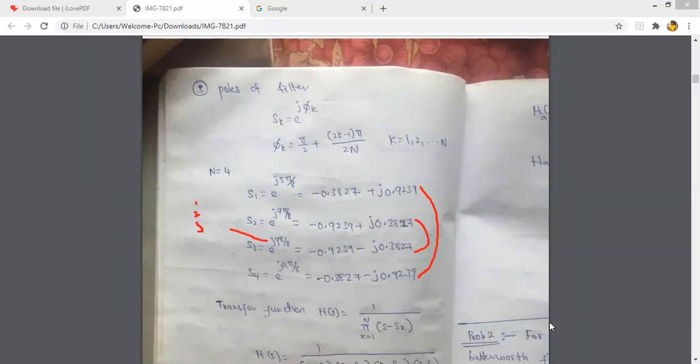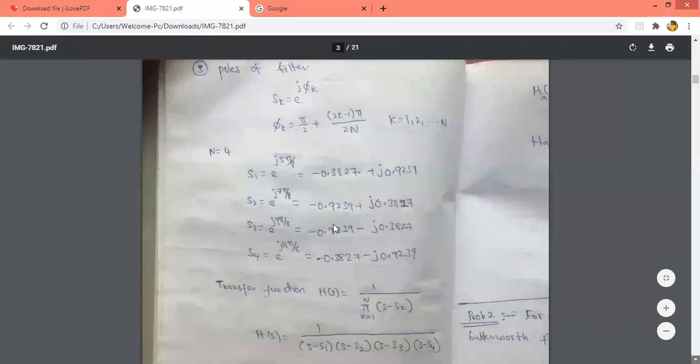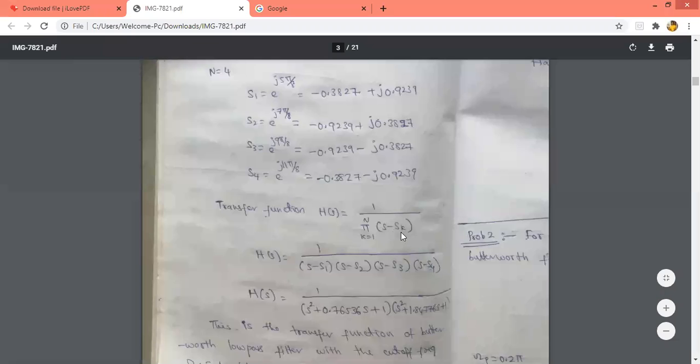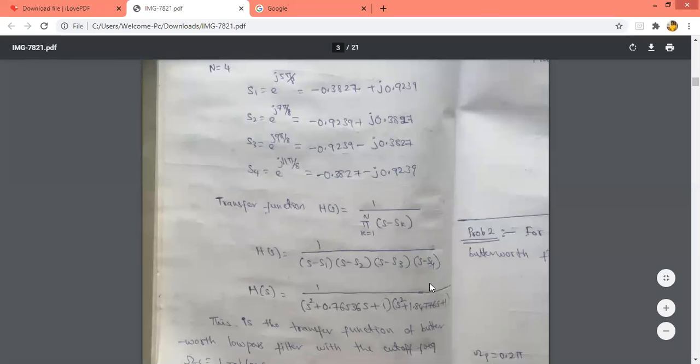Then what is the next step? Write the transfer function. What is the transfer function? H of s is equal to 1 by the product of (s minus sk), where k varies from 1 to n. So what is H of s now? It is 1 by (s minus s1) into (s minus s2) into (s minus s3) into (s minus s4). So you substitute this.